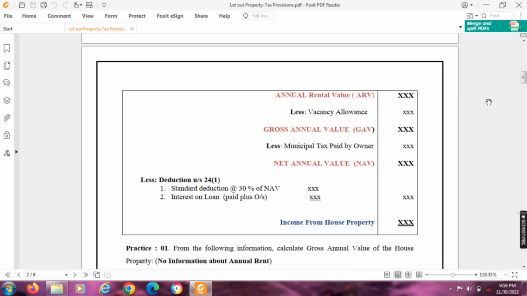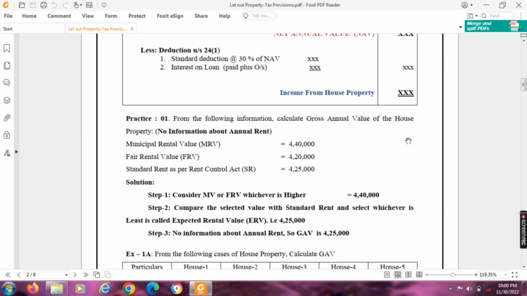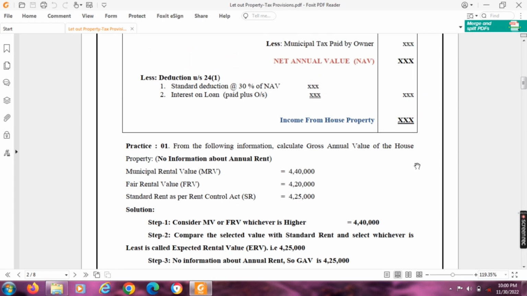In this, the Income Tax Act permitted less deduction under section 24 subsection 1, standard deduction at 30% of the net annual value. Second one, interest on loan. When loan is taken for the purpose of purchase or construction or repairs or renewal of the property, the actual interest paid plus outstanding interest thereon is also permitted to deduct under section 24 subsection 1. So the balance value is called income from let out house property.